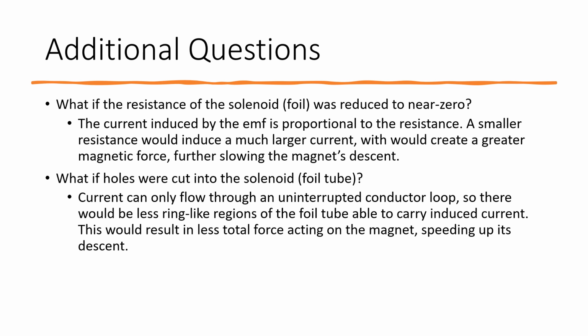Now, if holes were cut into the solenoid or the foil tube, the total force would lessen, which would speed up its descent, because current can only flow through uninterrupted conductor loops, and those holes would interrupt the loops. So there would be less complete ring regions of the tube that would actually be able to carry a current and induce that force.